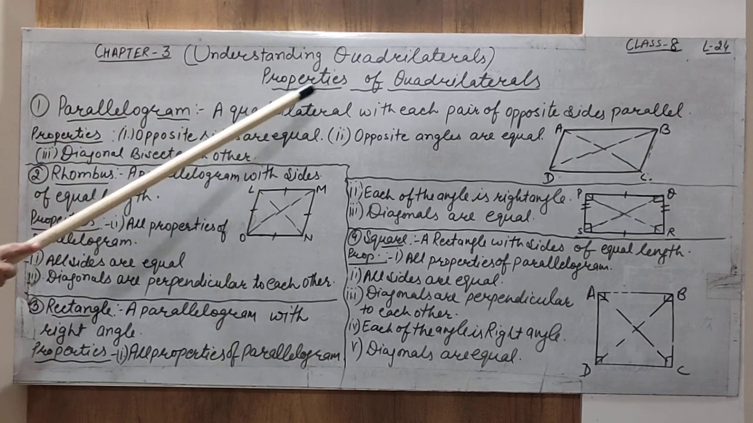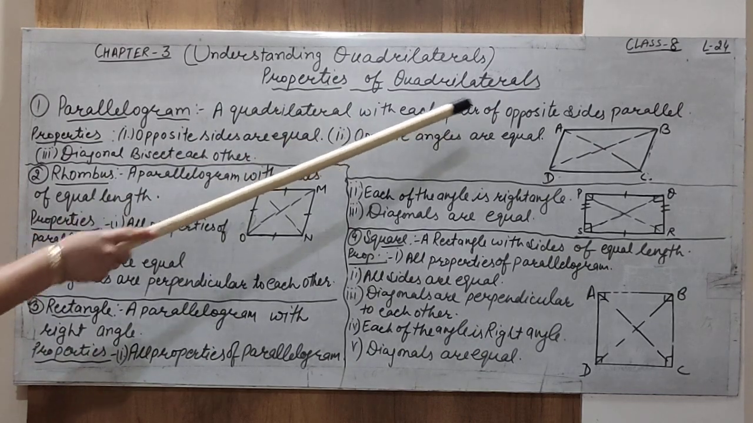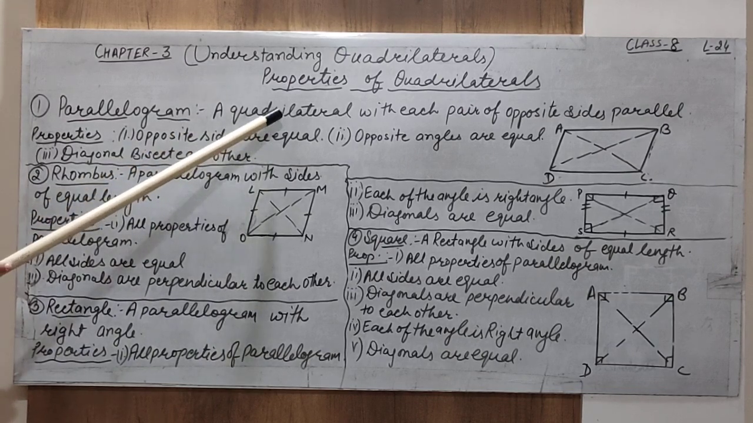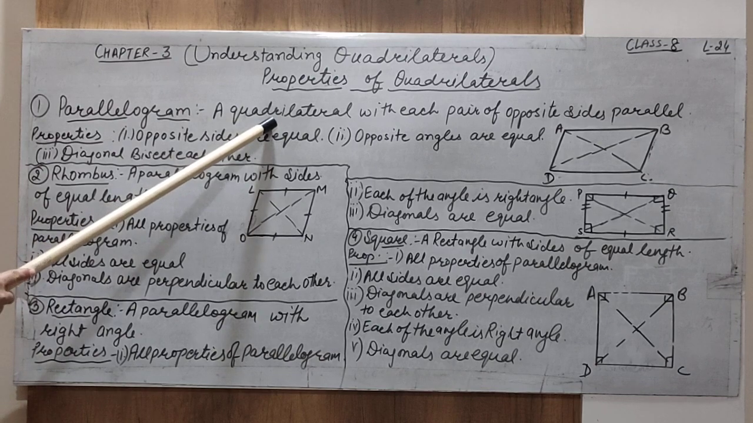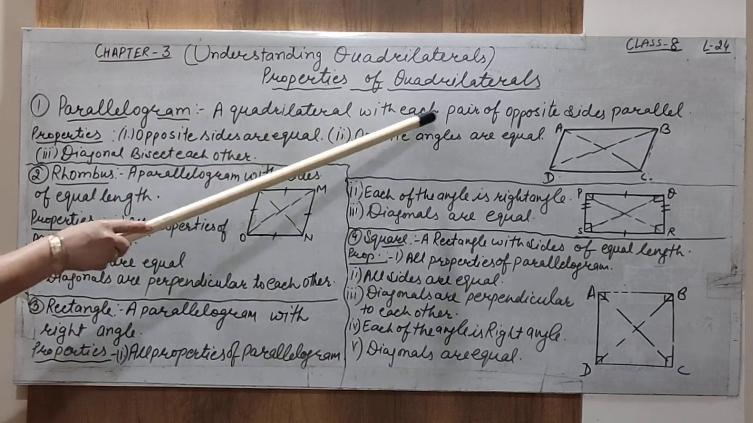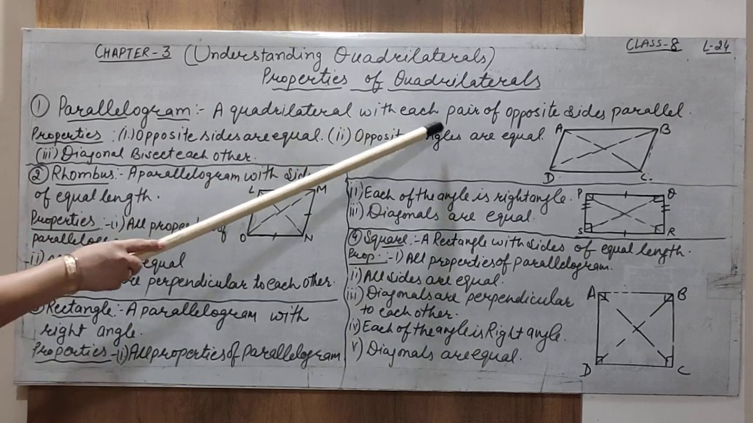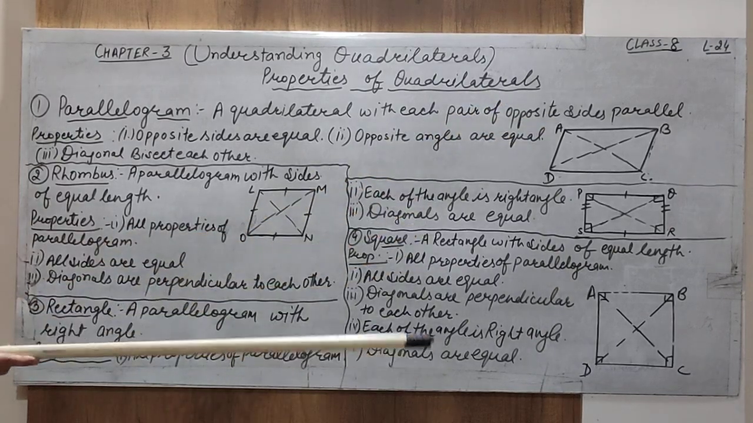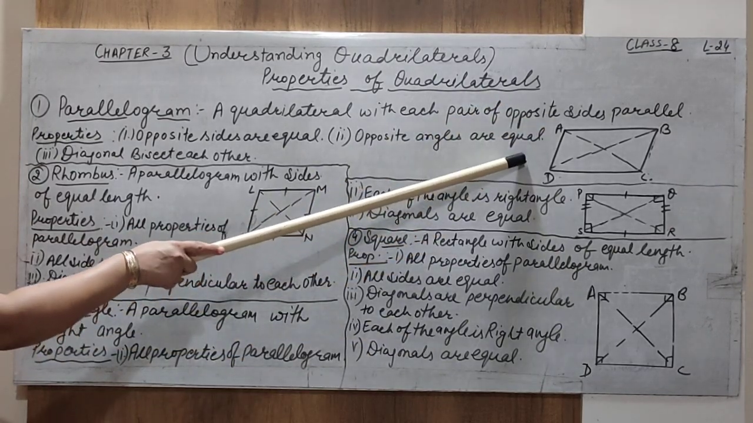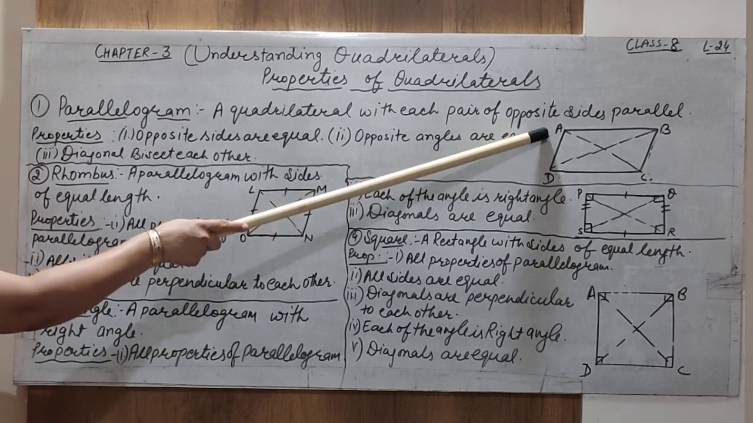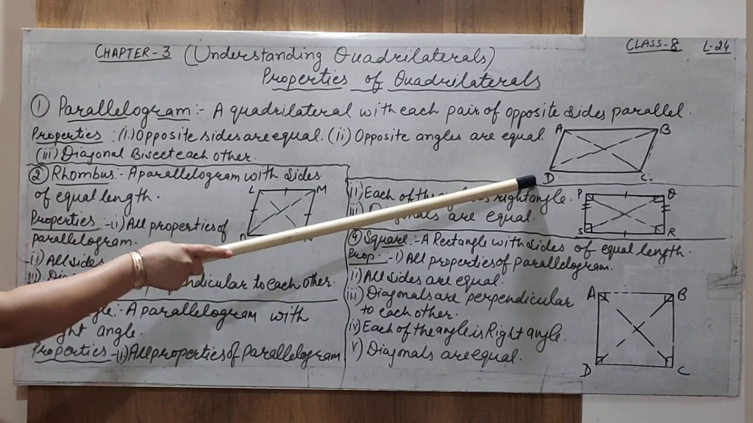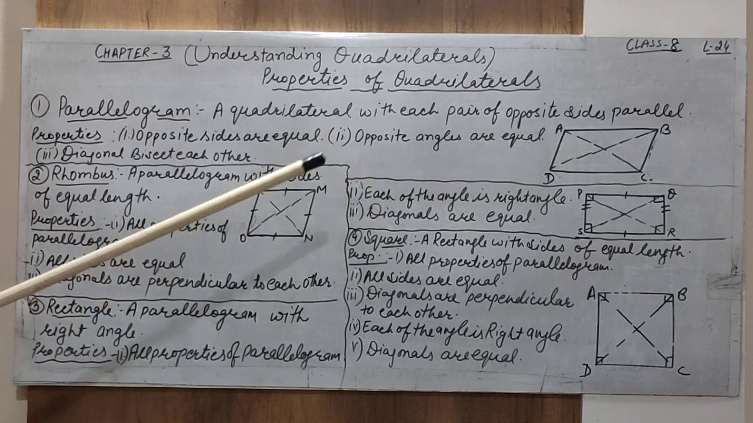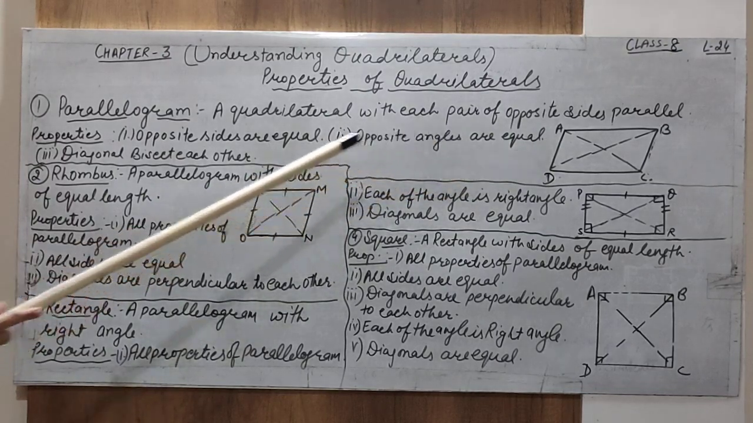A quadrilateral with each pair of opposite sides parallel is called a parallelogram. Parallelogram means a quadrilateral, that is a four-sided figure or four-sided polygon, with each pair of opposite sides parallel. That is, if we take ABCD as the parallelogram, then side AB is parallel to side DC, and side AD is parallel to side BC. So that is the parallelogram.